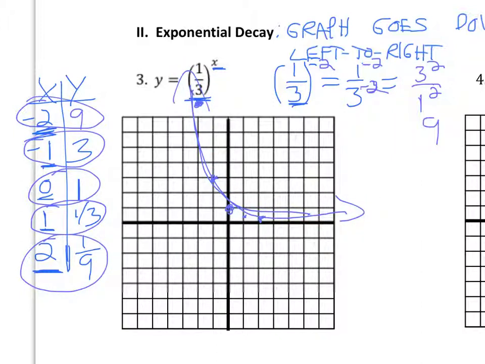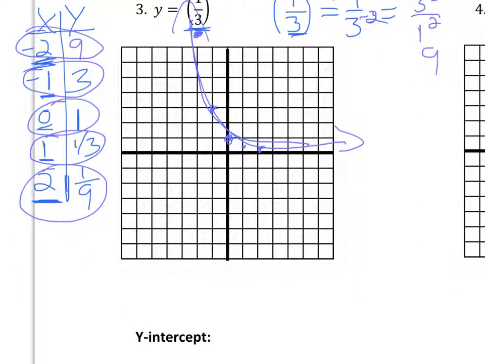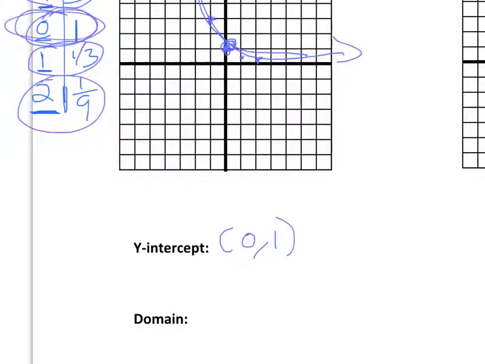Now to finish this off, let's just put domain, range, and intercept. Okay, Y-intercept, this actually is the Y-intercept, right? It hits the Y-axis right there. That's 0, 1. Now the domain, this goes forever to the left and to the right. The domain is going to be -infinity to infinity.